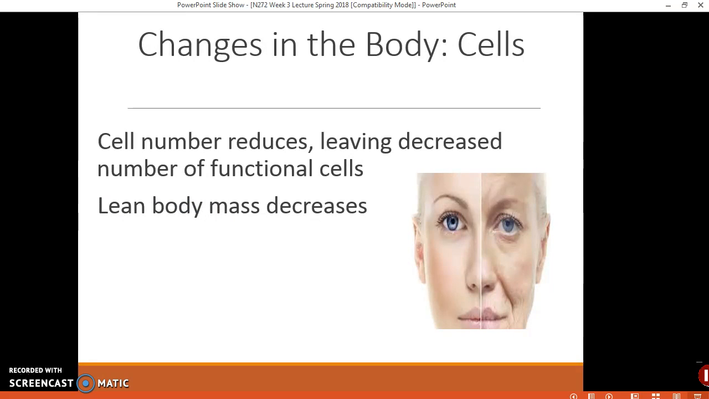There's changes in the body cells. Cell numbers reduce, leaving a decreased number of functional cells. Lean body mass also decreases, and so the person has more adipose tissue. That lean, strong muscle tone body mass begins to decrease.